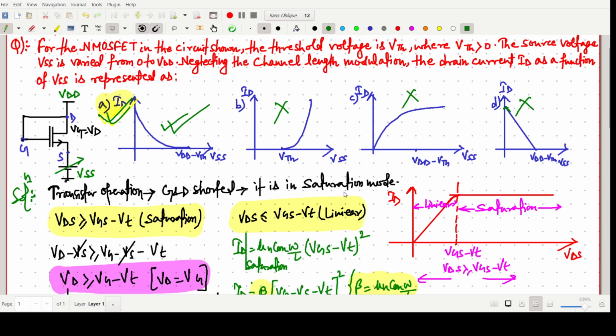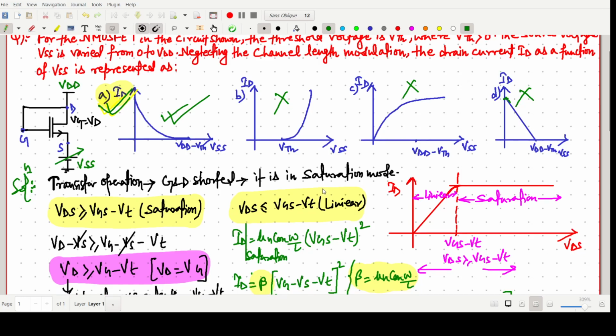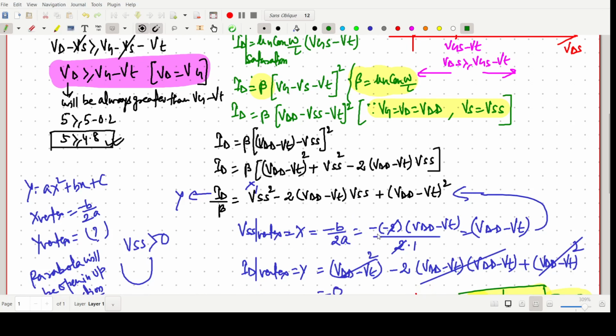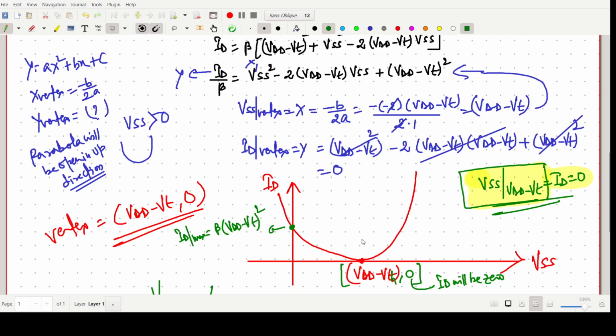In this question, we have to just think about which region the transistor is operating, that is saturation. Then we write the saturation equation, then the ID versus VSS function will be there, and a quadratic equation will form. After that, we use the quadratic concept to plot. Anyone can plot very easily. I am just doing it step by step for all viewers, so that's why I am doing all these steps.